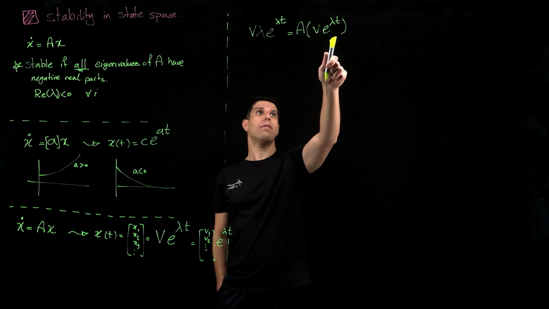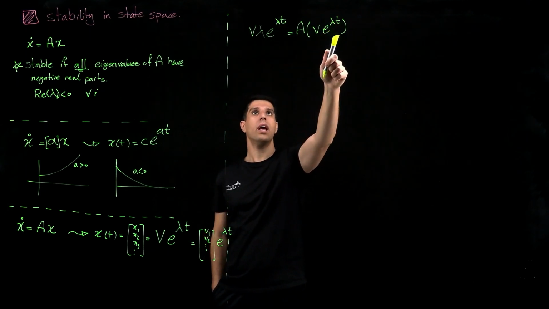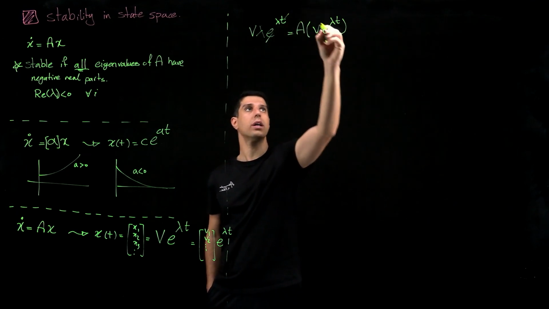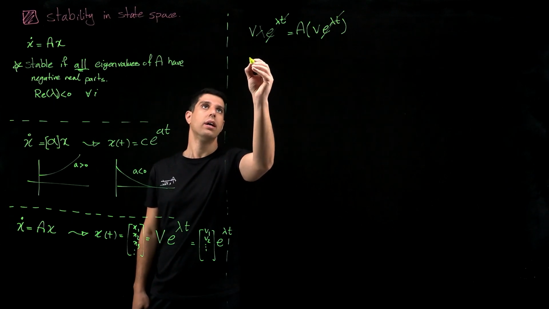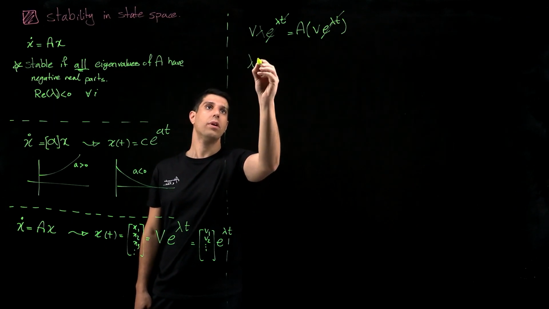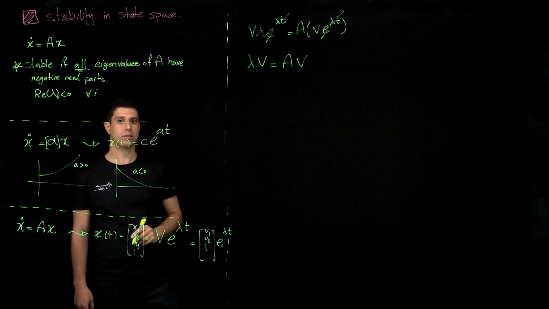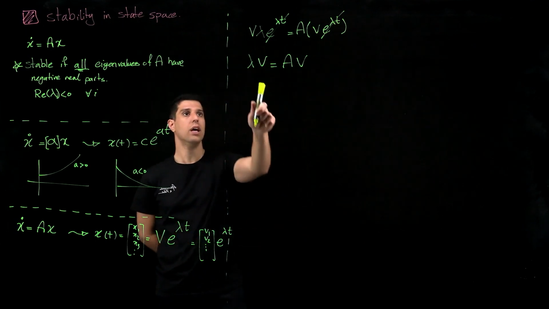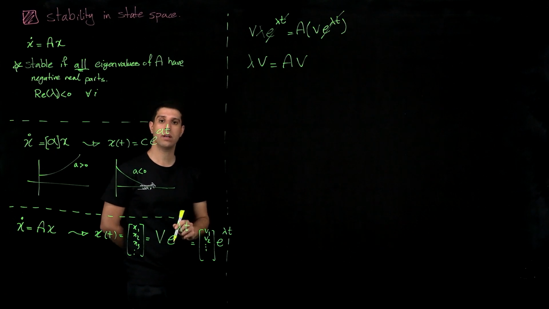So what I have here is this e to the lambda t is the same on both sides, and obviously not always 0, so I can cancel these out. So what I have is lambda v equals Av. So v and lambda have to satisfy this property, which you remember is the same definition for eigenvalues and eigenvectors.